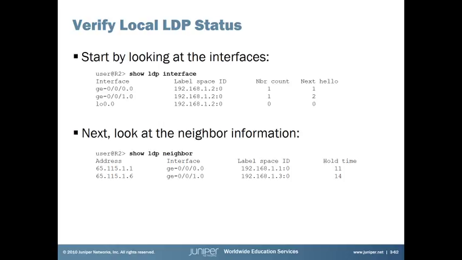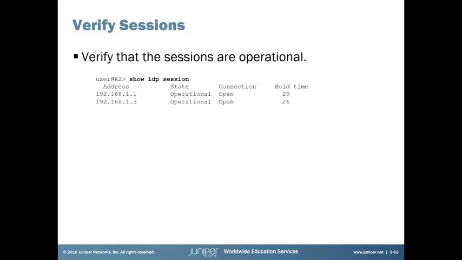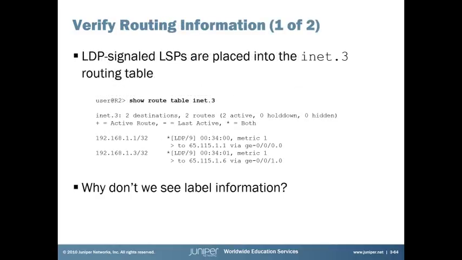Show ldp interfaces, this is our monitoring. Show ldp neighbor, we'll see our neighbor routers, and that's our session information. We can verify the routing information by doing a show route table inet.3. Now, remember, it's inet.3 that is used by BGP when it's directing traffic into the label-switched path.